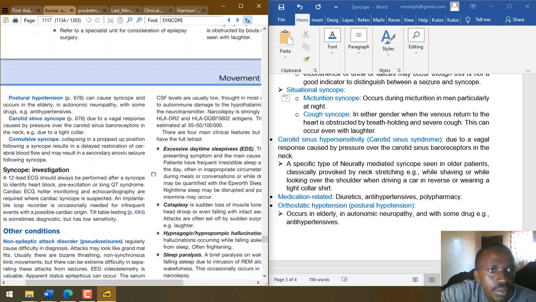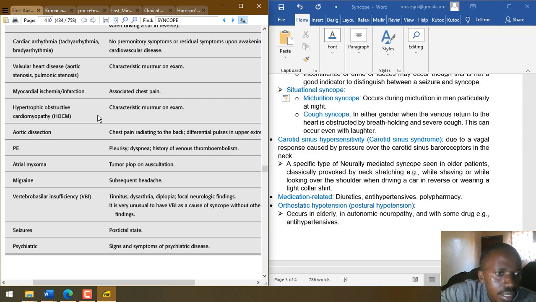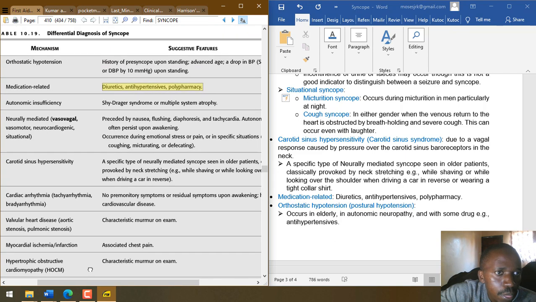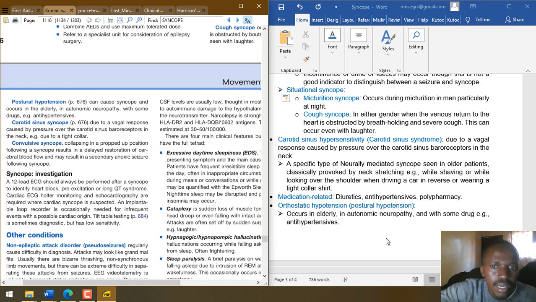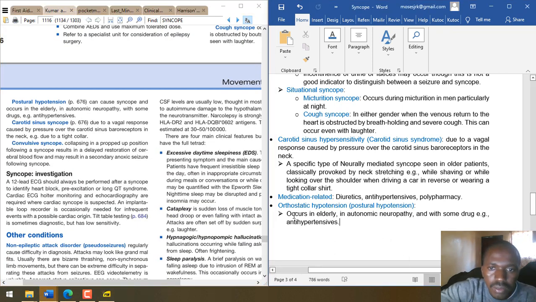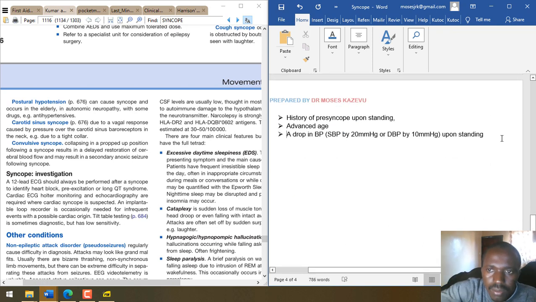So the only one that's left is convulsive syncope. Do they have convulsive syncope here? No, they did not have. So I think we can add it here from the common clock. So we can add convulsive. So orthostatic, we'll keep it on one statement there. Okay, no, there are other qualifying statements at the bottom. Okay, fine, that's fair enough. So let's say convulsive syncope.